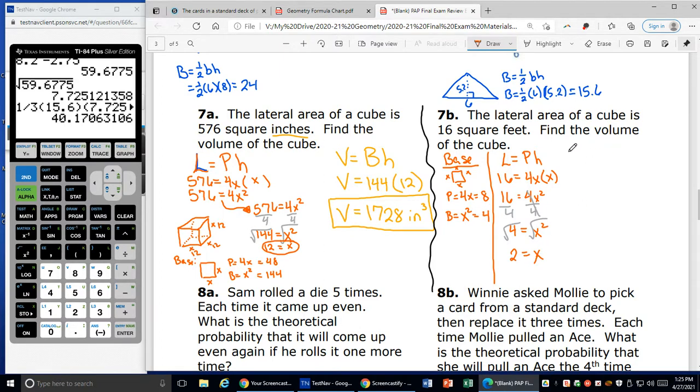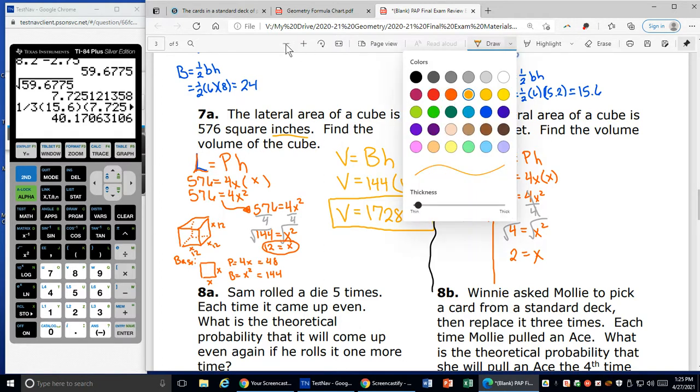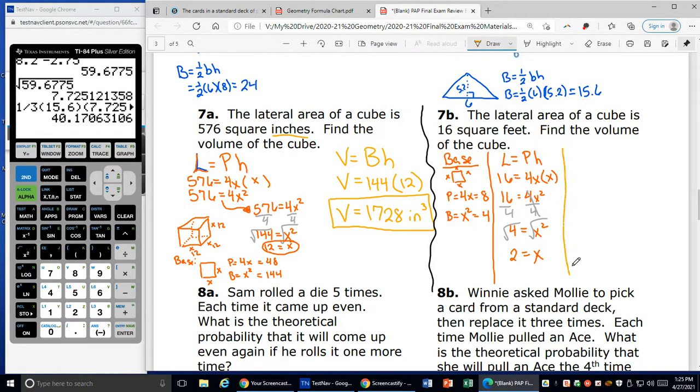Okay, so then when I come over to find the volume, which is the area of the base times the height, my volume equals the area of the base was x squared, but x was 2, so 2 times 2. And the height of the cube is x, and x is 2. So the volume is 4 times 2. My volume is 8 feet cubed.